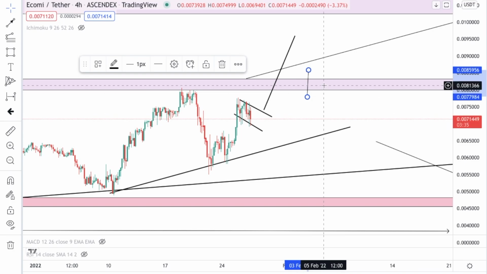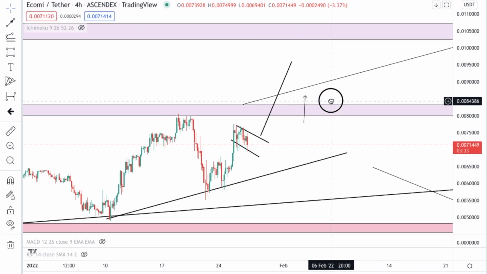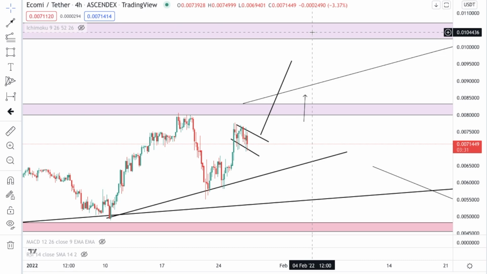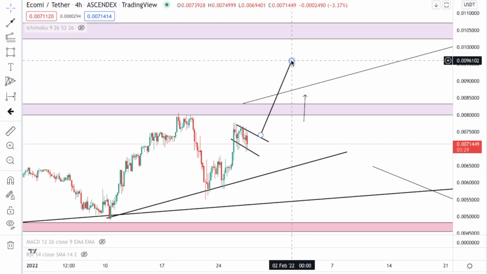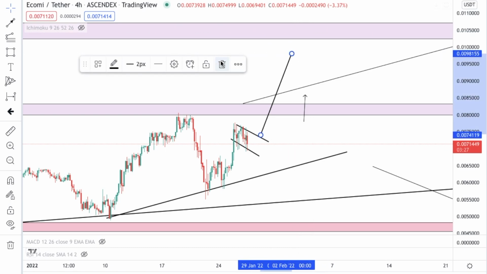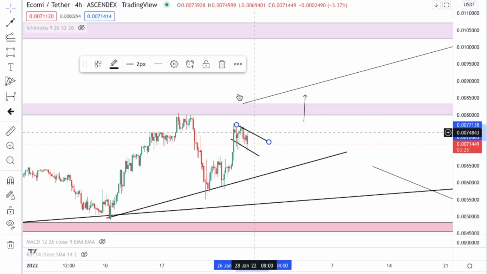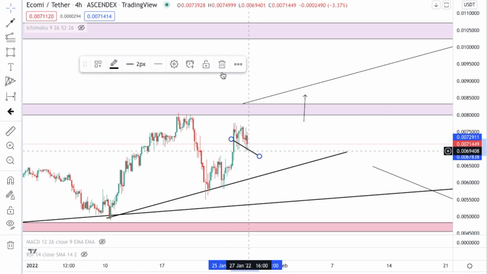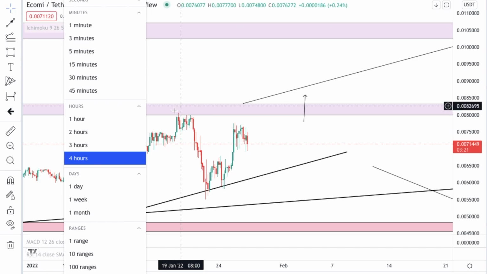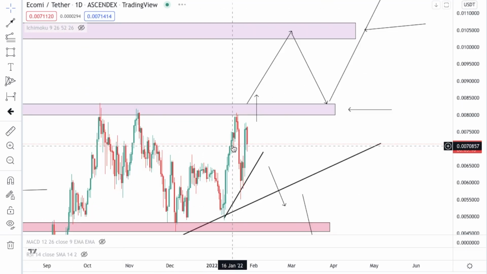If we do see the break of 0.0081, we can absolutely see 0.010 being hit. So trust me, guys, this is in the books. Understand the structure and the key values of what this is giving us. Okay, last but not least, let me go back to the daily and show you something really cool.